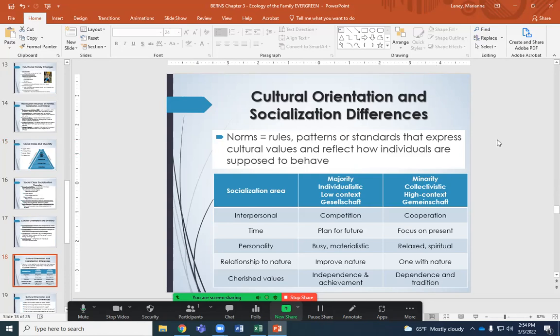Again, cultural orientation and our socialization differences. Make sure you know this word, norms. It's not the restaurant on Main and 17th. It literally means normative, like normal things that we expect. So rules, patterns, and standards that express cultural values. Like a norm is that we drive on the right-hand side of the road. A norm is that you graduate high school. It's not everybody's personal norm, but it is typically our societal norm.